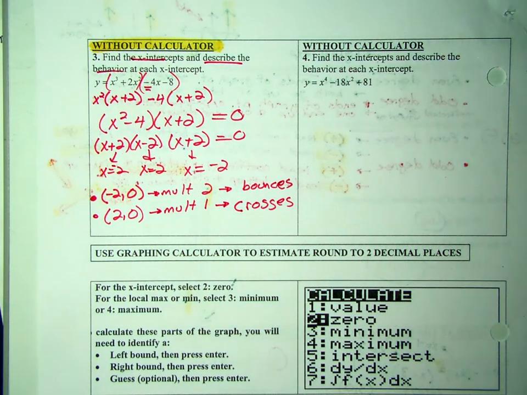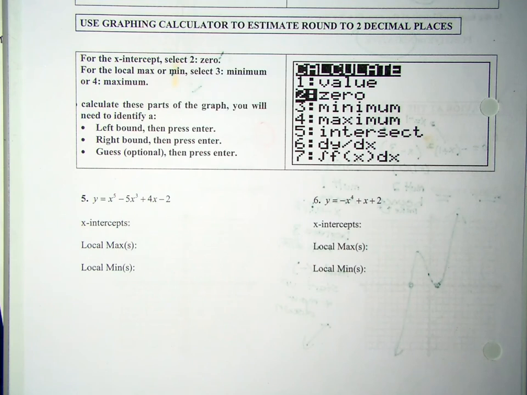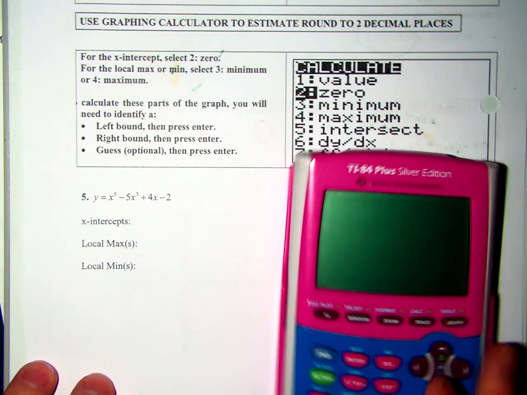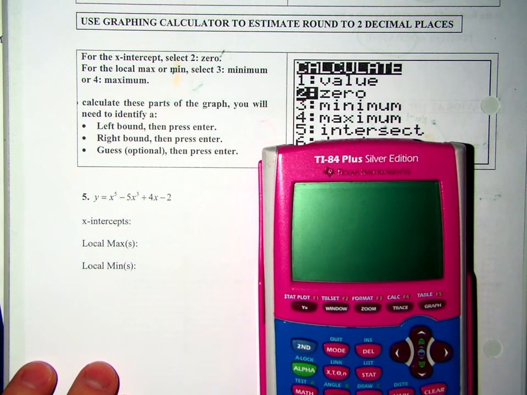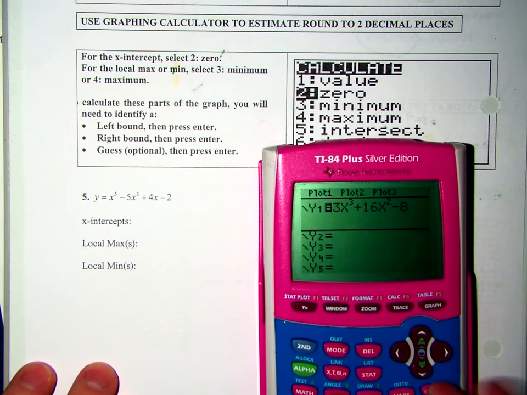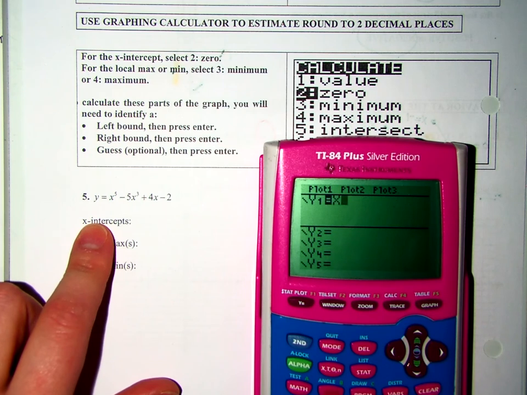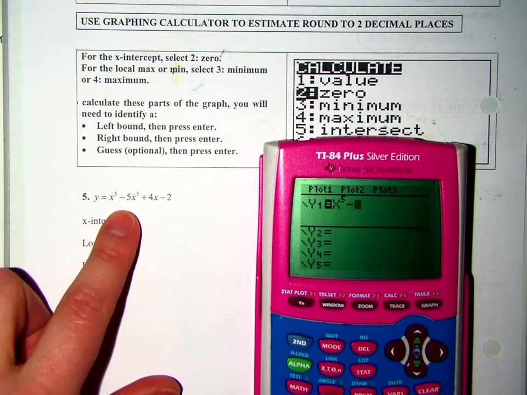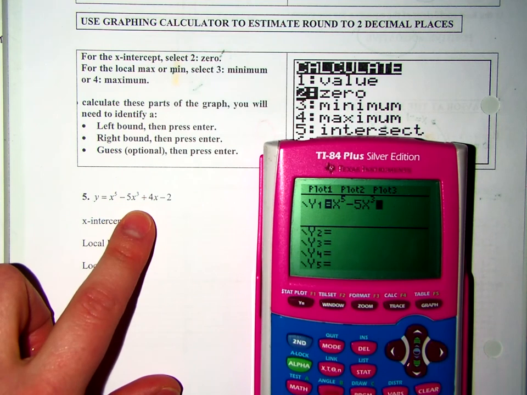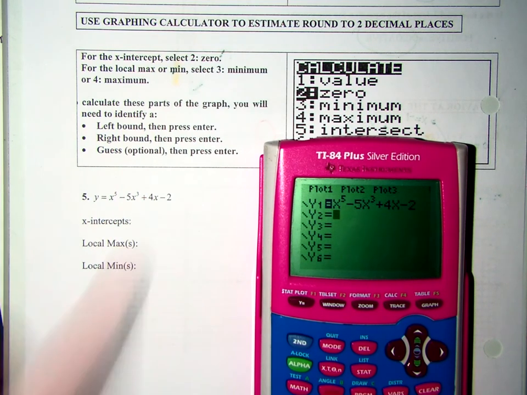Okay, you're going to try number 4 on your own at the end. And then the last thing we're going to do is take out our graphing calculators and use them to identify the x-intercepts, the local maximums, and the local minimums. So we're going to turn it on, go to our y equals, clear it out, so we have x to the 5th minus 5x to the 3rd plus 4x minus 2. We're going to go ahead and graph that.